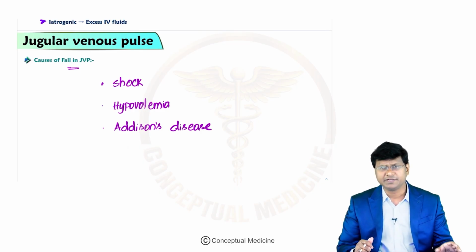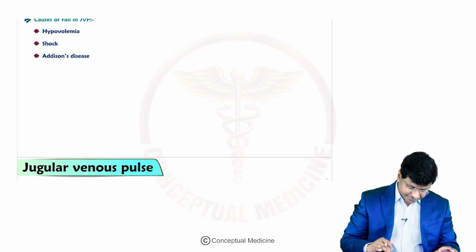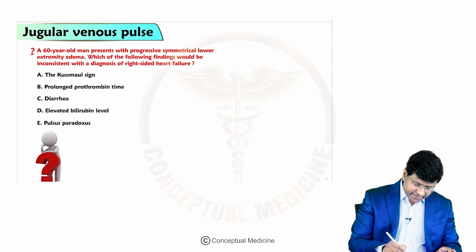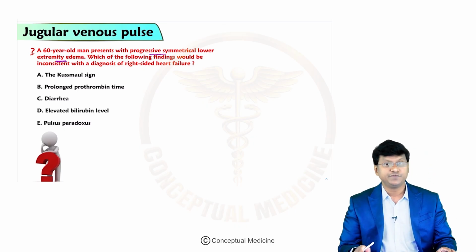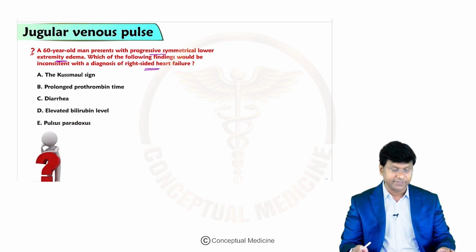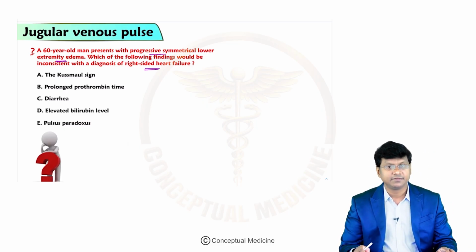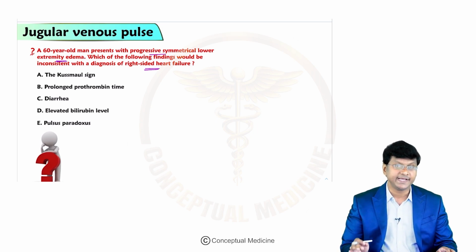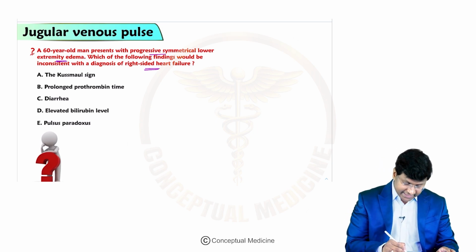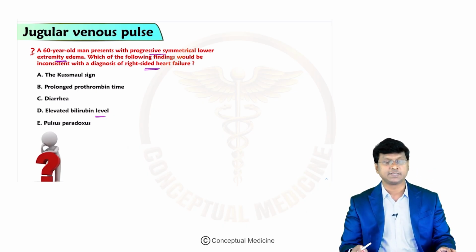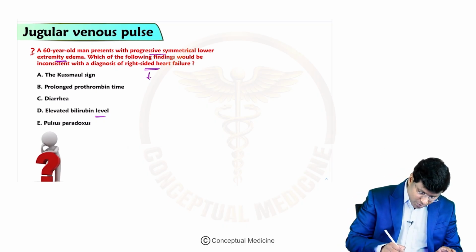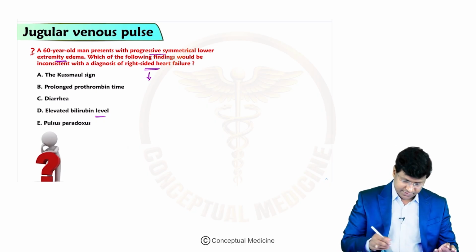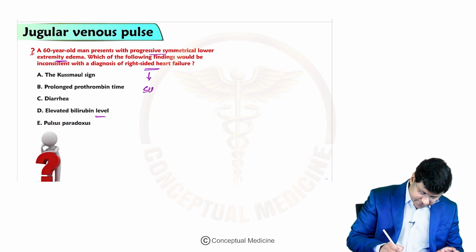Now, after having discussed the various clinical scenarios where you have elevated JVP and fall in the JVP, let me discuss one important clinical scenario. A 60-year-old man presents with progressive symmetrical lower extremity edema. Which of the following findings would be inconsistent with the diagnosis of right-sided heart failure? Presence of the Kussmaul sign, prolonged prothrombin time, diarrhea, elevated bilirubin level, pulsus paradoxus. So in patients with right-sided heart failure, what will you observe? You will have systemic venous congestion.